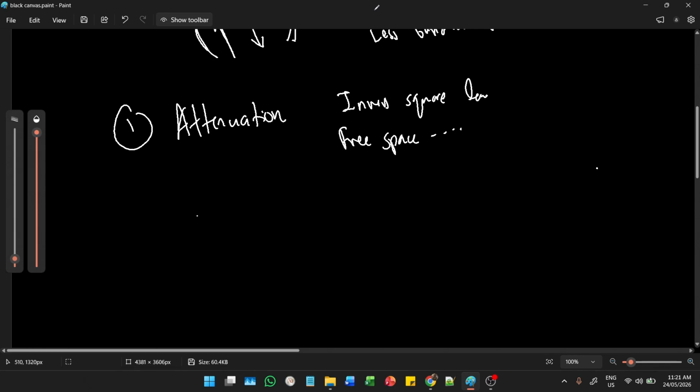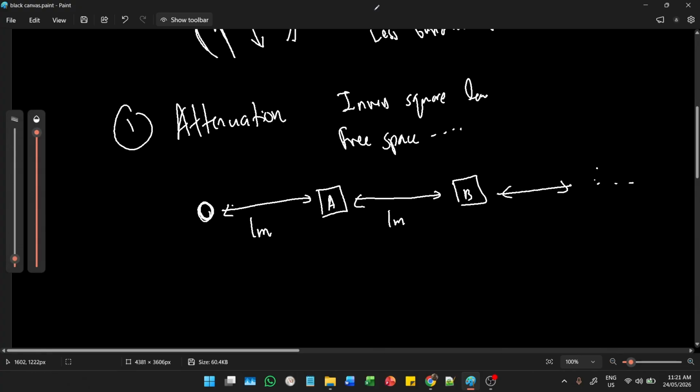What it essentially means is, let's say we have a source over here, and I'm going to go 1 meter over here, and I'm going to have a place called A. I'm going to go another meter over here, and I'm going to have a place called B, and so on and so forth up to n. So there's going to be n meters here. If the signal strength is x at the source, at position n, the signal strength will be x over n squared. So it will lose its signal strength exponentially.